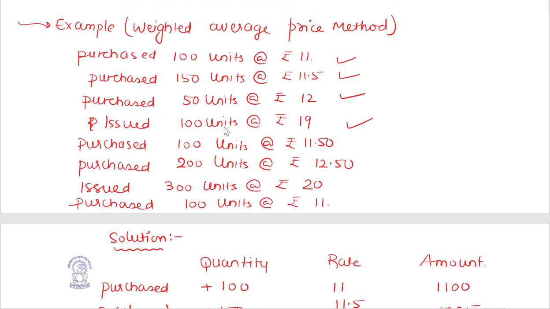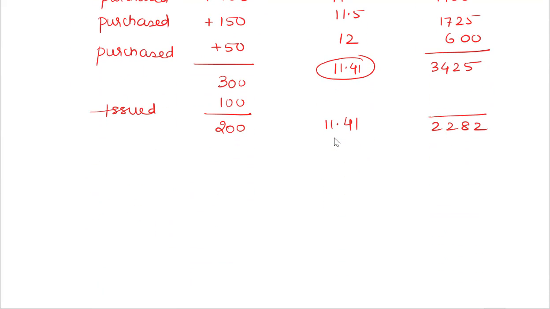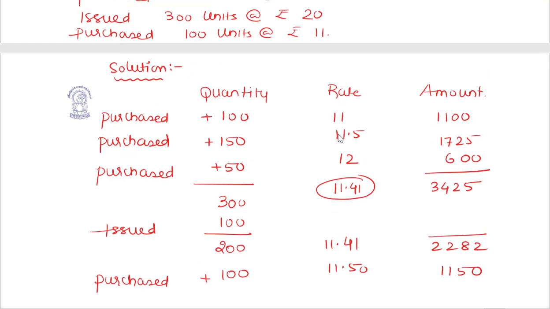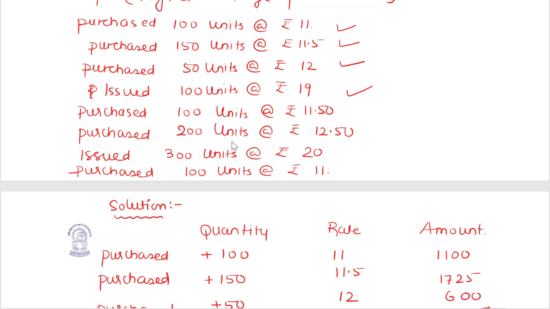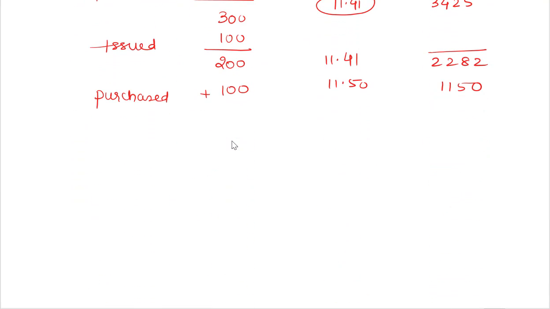So issued 100, then purchased 100 units at 11.5. 100 multiplied by 11.5 is 1150. Again purchased 200 units at 12.50. This is 2500.